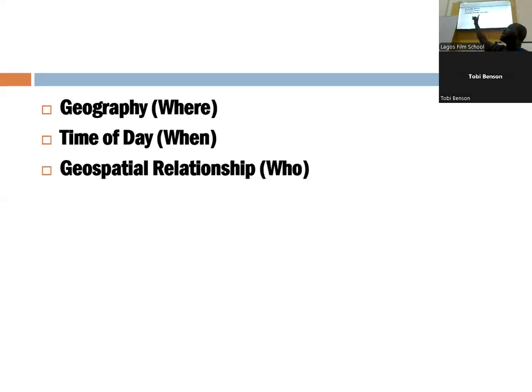The wide shot is used to A, establish geography. Where are we? B, to establish time of day. Is it by day or by night? And C, to establish what we call geospatial relationships, meaning who is standing next to who, who is sitting next to who. If I shoot this as a wide shot, we know you are at that extreme, she's at this extreme.